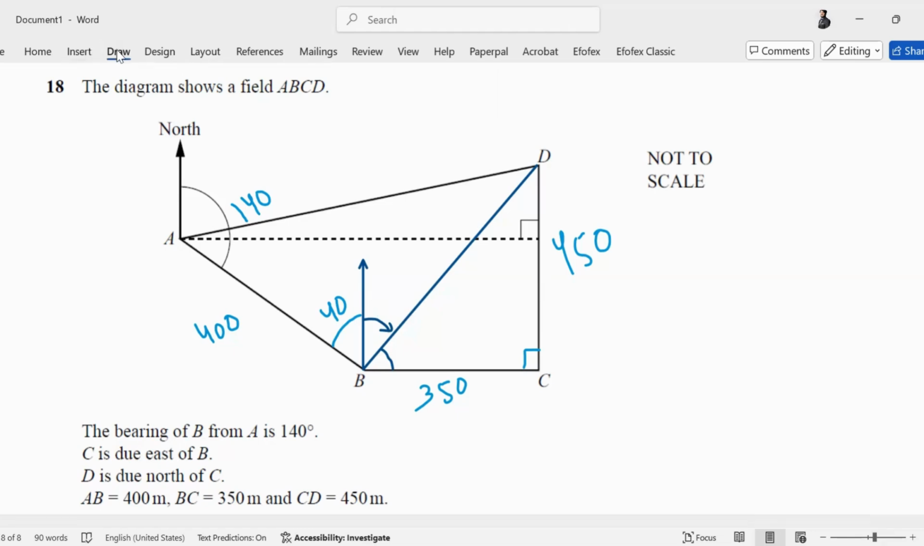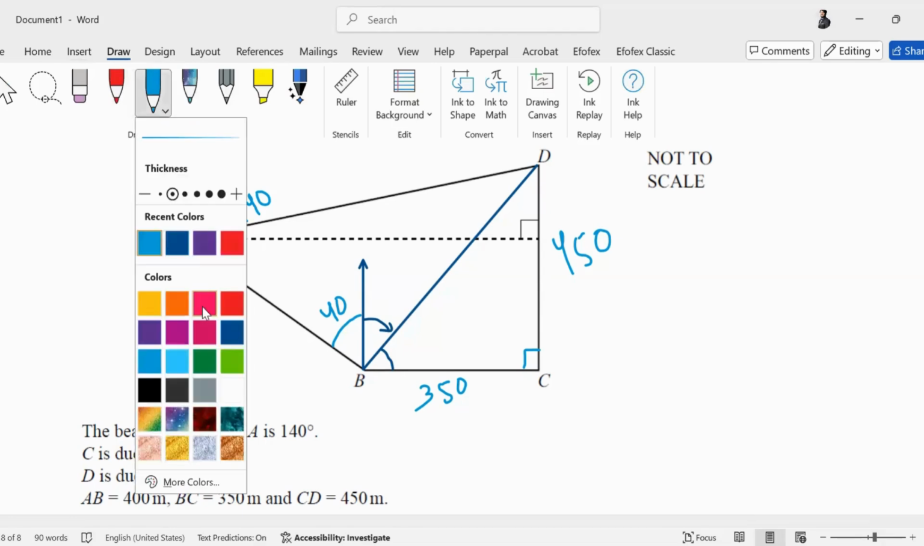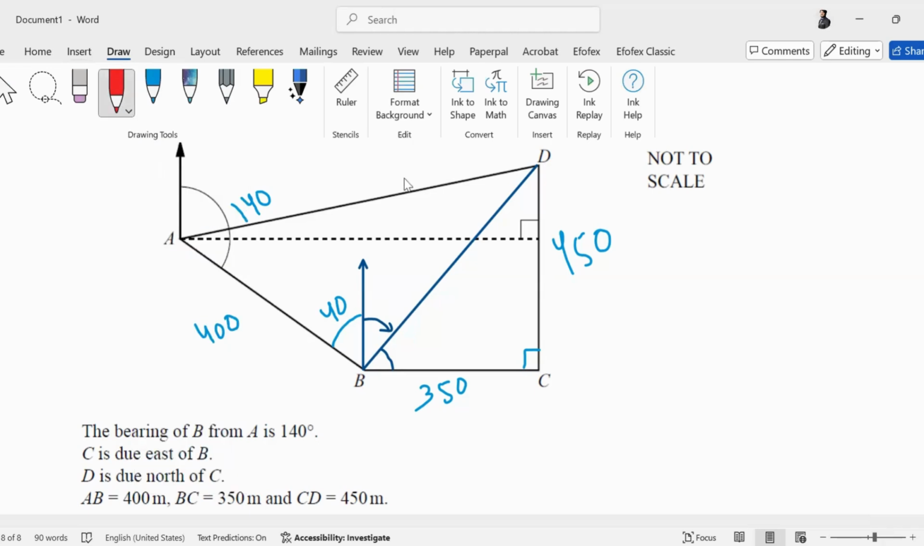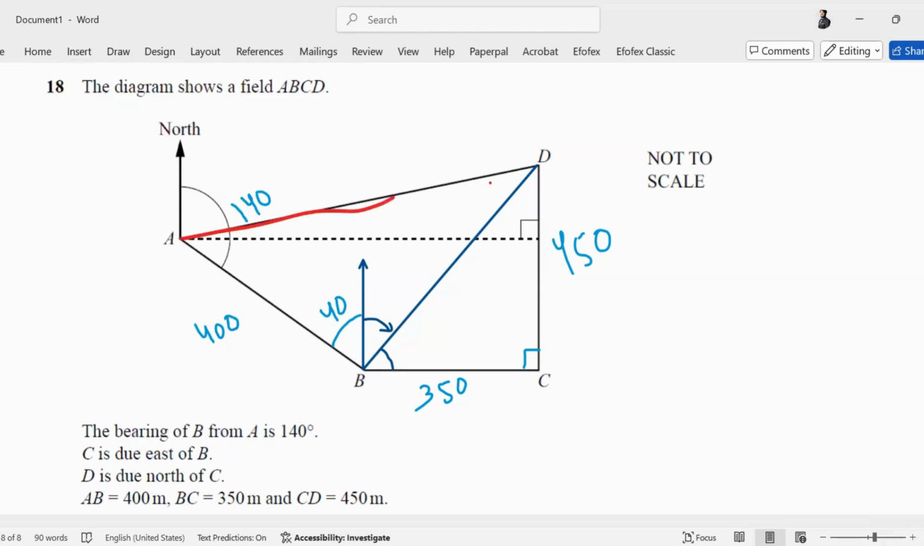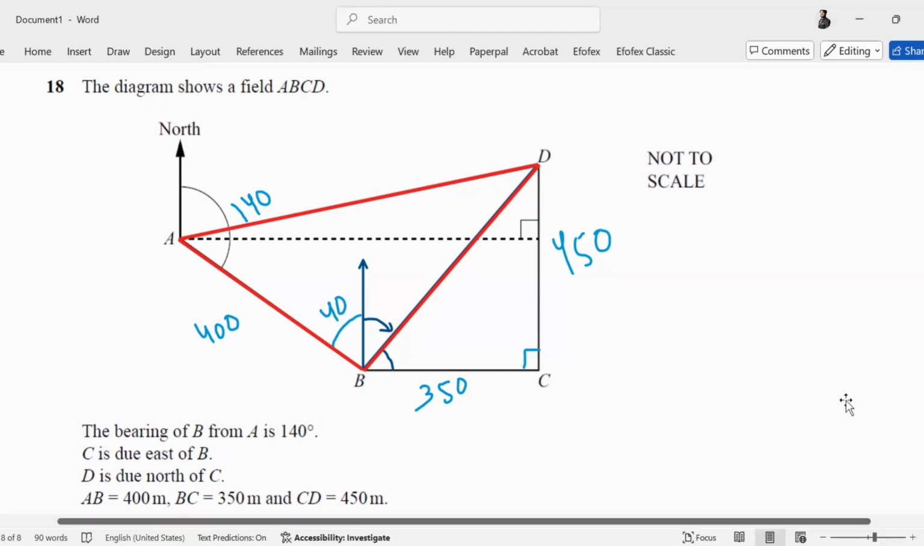Now if I focus on the triangle A, B, D, what lengths do I have? Because I need to find the distance of D from A. So what lengths do I have? I need to find AD. I have AB. I do not have BD. I can use the Pythagoras theorem to get the length of BD from triangle BCD.